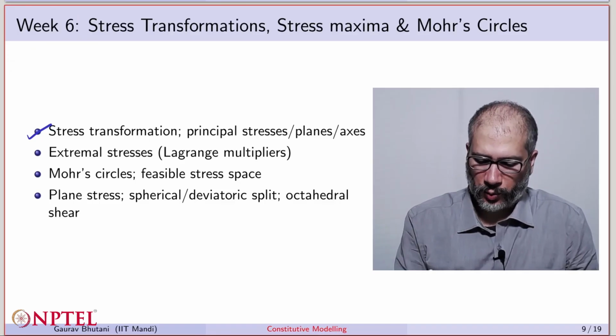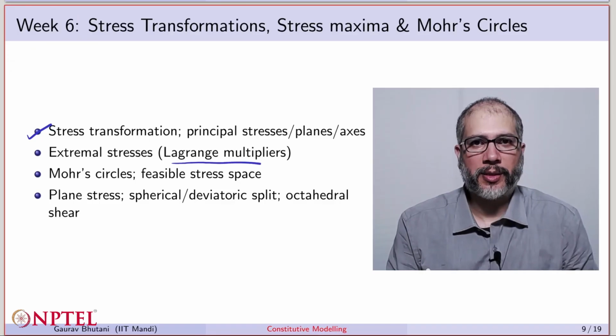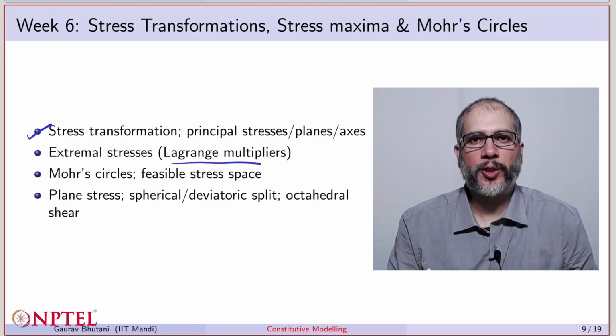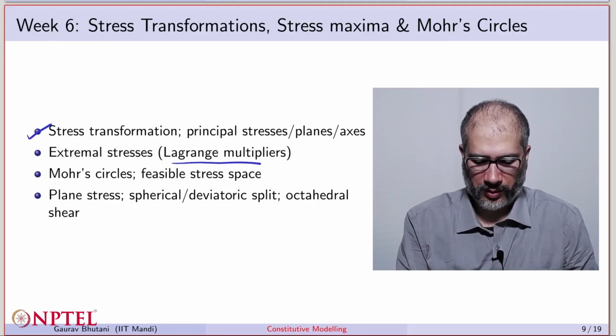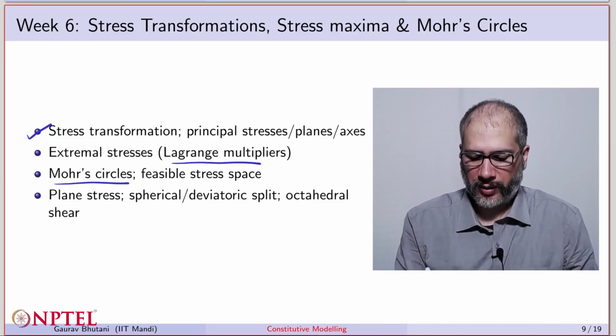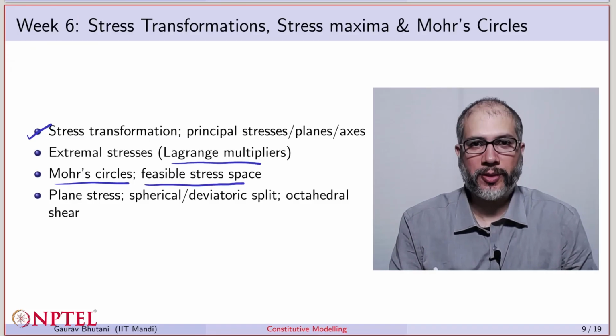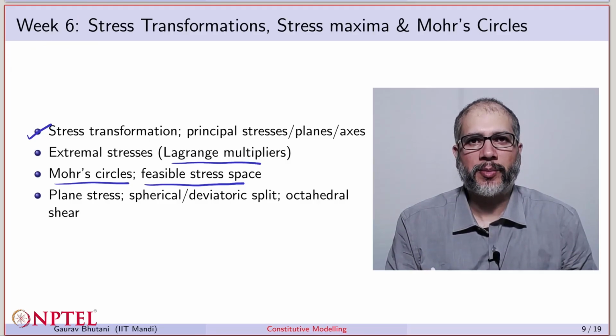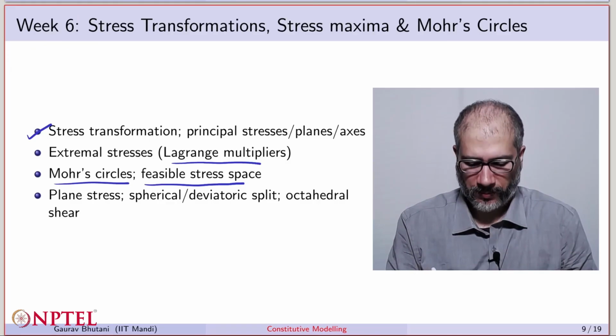So we discussed 2 methods. One was the analytical method, which is the Lagrange multipliers, and the other was a more visual method, or the graphical method, which is the method of Mohr's circles. And the method of Mohr's circles helps us identify the complete feasible stress space along with an understanding of the maximum and the minimum stress values.